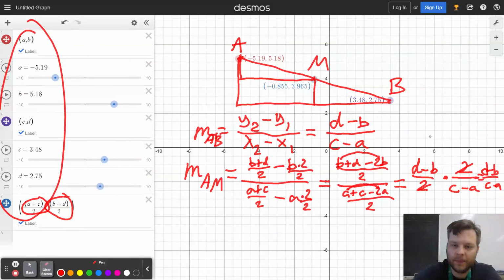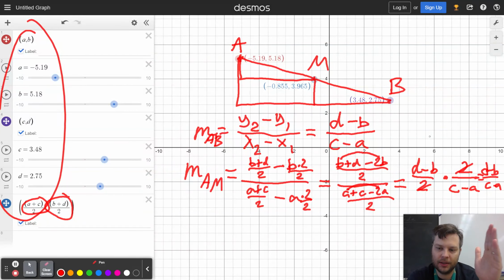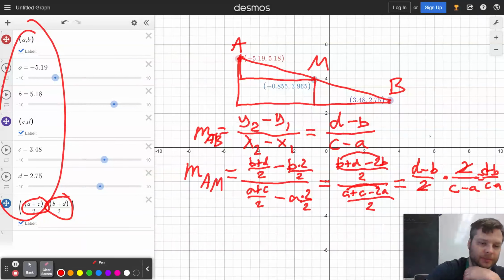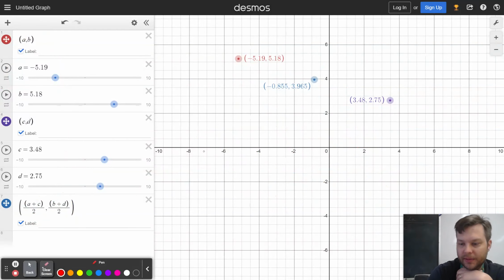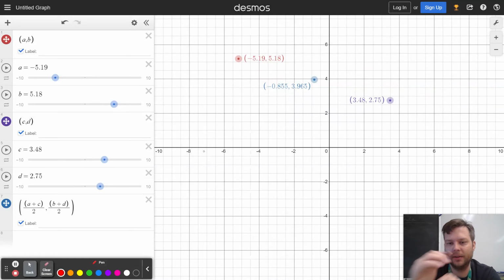c minus a. So what we just showed is that the slope from one point to the midpoint is the same as the slope along the entire line segment, and that's great. One other thing that I wanted to show you here is that the distance to the midpoint is exactly half of the distance of the entire line segment. And that makes sense. We think of the word midpoint as being halfway.